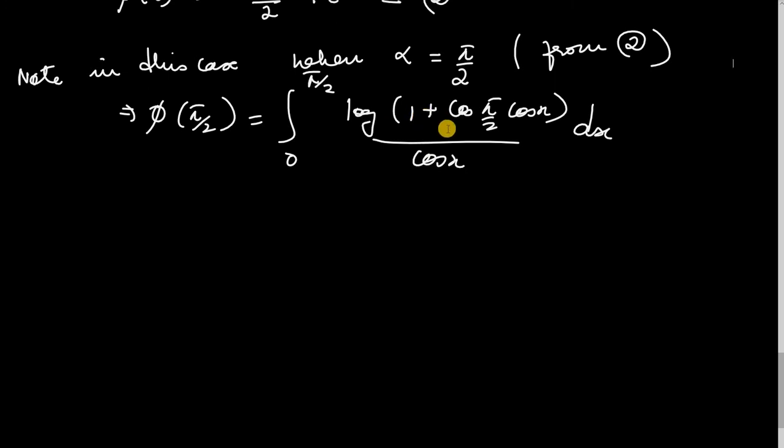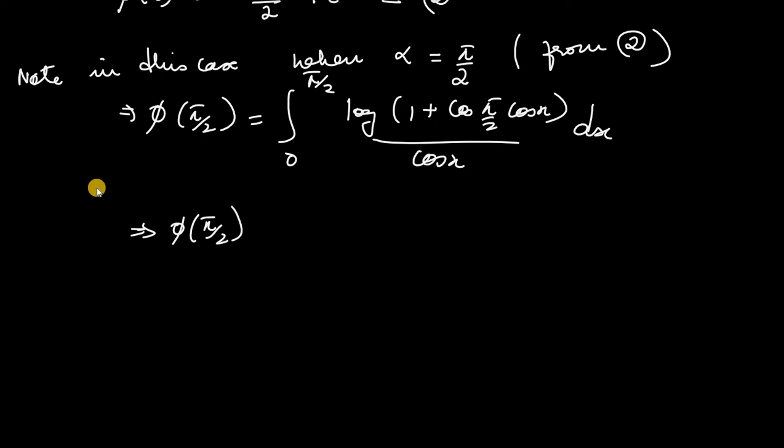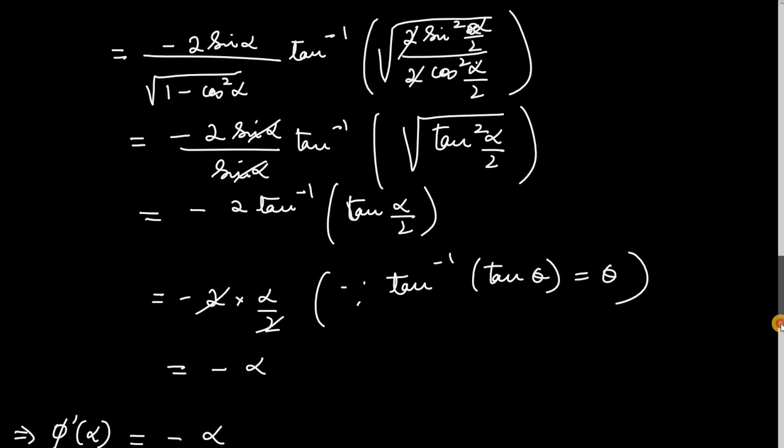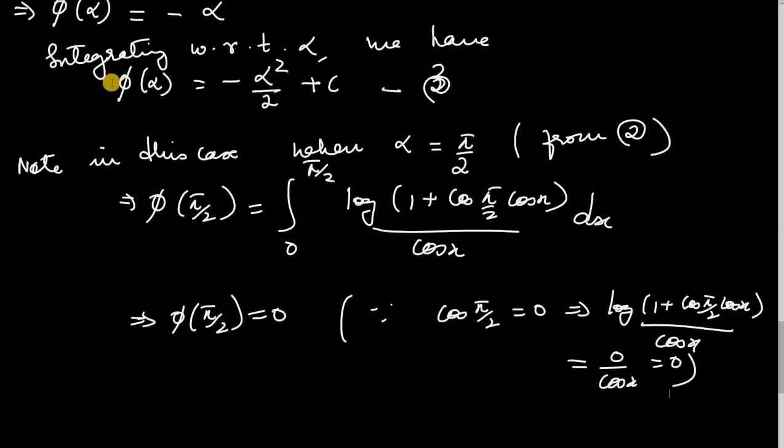So you will get log of 1 will be 0. So 0 by cos x will be 0 only. So finally it gives you phi of pi by 2 is equal to 0. Since you can write cos of pi by 2 is equal to 0, implies that log of 1 plus cos pi by 2 cos x divided by cos x is equal to 0 by cos x, which is equal to 0. So finally cos pi by 2 is equal to 0, and then let us see from that equation 3.